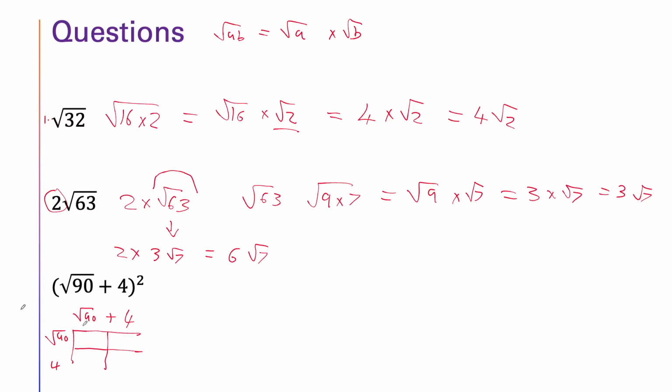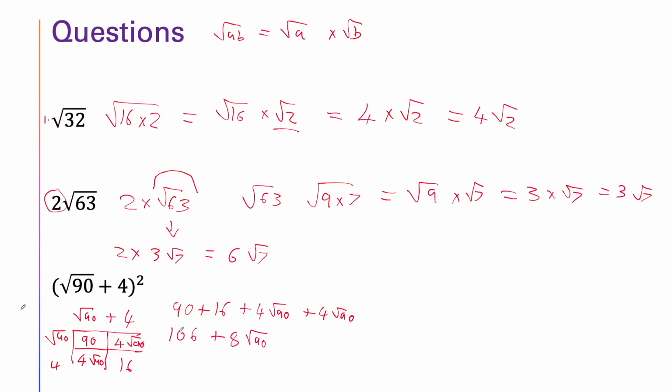Square root of 90 times square root of 90 is just 90. Square root of 90 times 4 is 4 root 90. 4 times root 90 is 4 root 90. And 4 times 4 is 16. So we got 90 plus 16 plus 4 root 90 plus 4 root 90. So 106 plus 8 root 90.